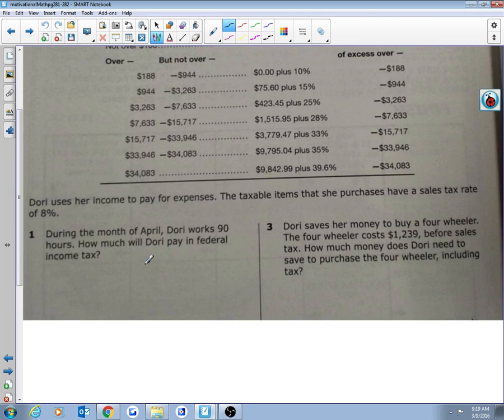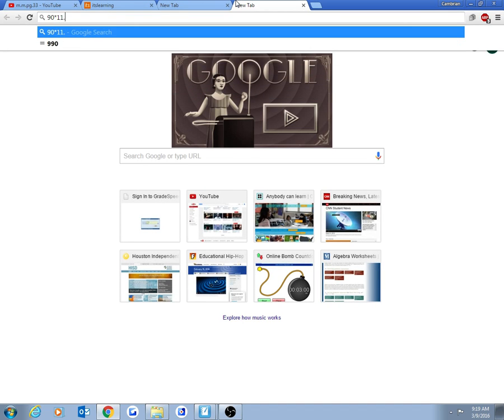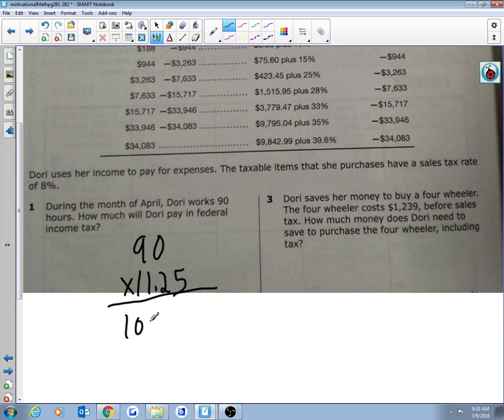Okay, so first we've got to find out how much her gross income is. That's before deductions. So we've got 90 times $11.25, and I'm going to use a calculator on this. 90 times 11.25 gives me $1,012.50. So her gross income, that's before taxes, is $1,012.50. That's not her take home though, that's her gross.